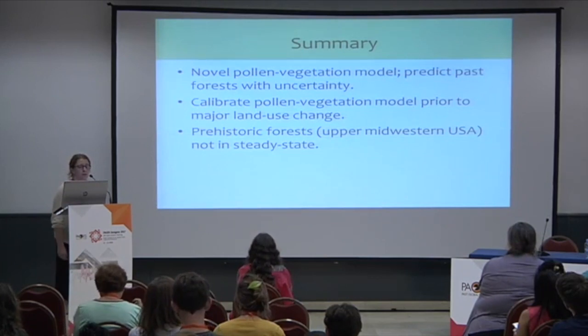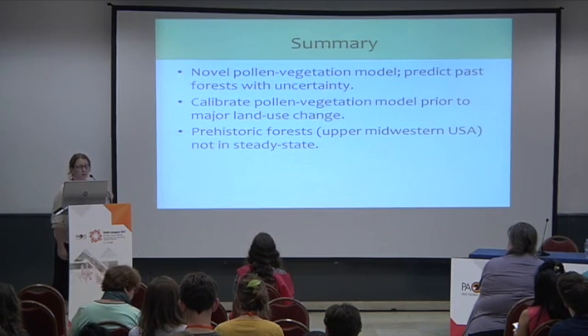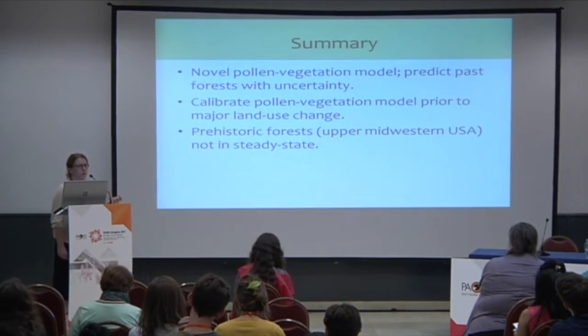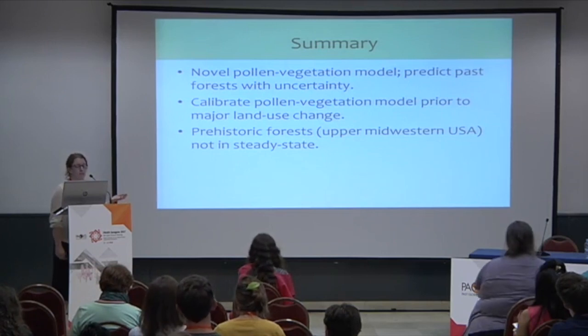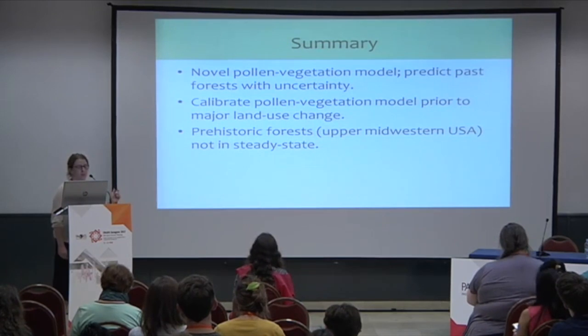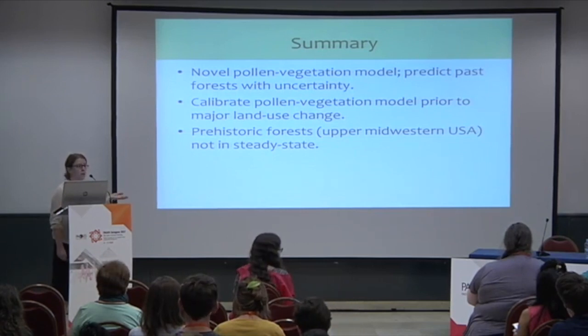So finally, I just want to sum up. Today I gave you a quick presentation of this new pollen vegetation model. We use this to predict past forest composition with uncertainty. One of the things that we do that's a little bit different, because we have this wealth of data, is we can calibrate this model prior to major land use change. And so the big conclusion of this work is that prehistoric forests are not in steady state, unlike what many ecosystem modelers assume. They might not believe it, but they make that assumption.